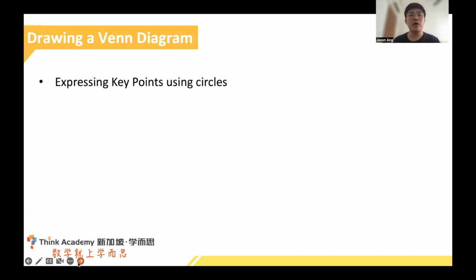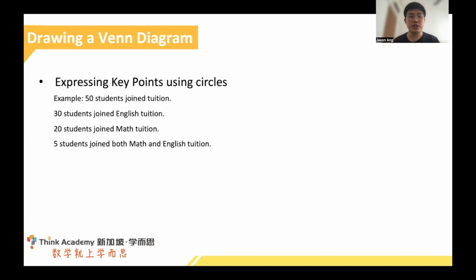So let's think about how to even draw a Venn diagram first. In a Venn diagram, we're trying to explain some key points using just certain circles. Let's say we have this question here. 50 students join tuition. 30 students join English tuition, while 20 students join math tuition. 5 students join both math and English tuition.